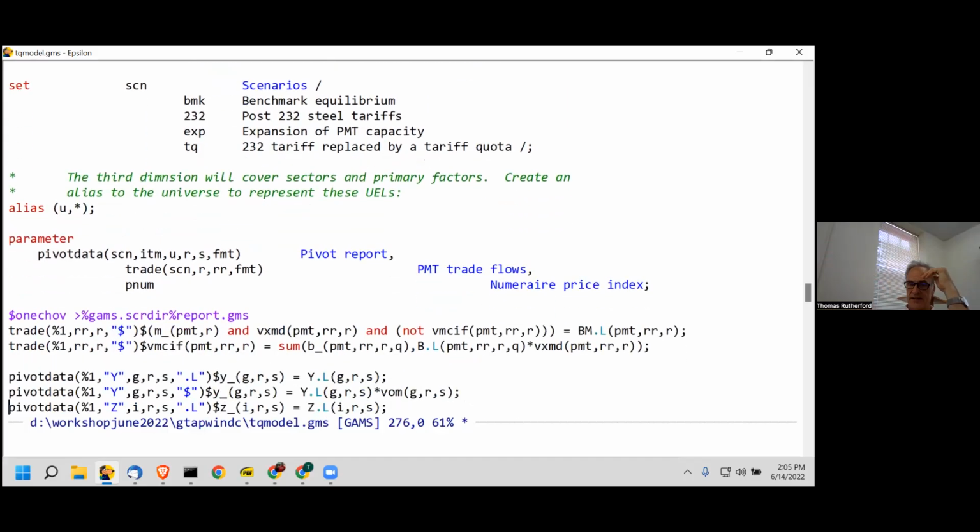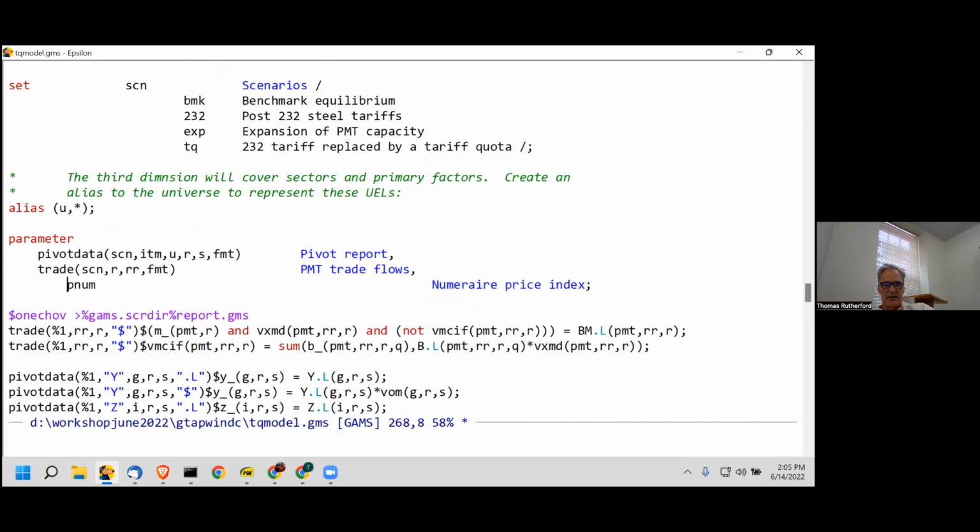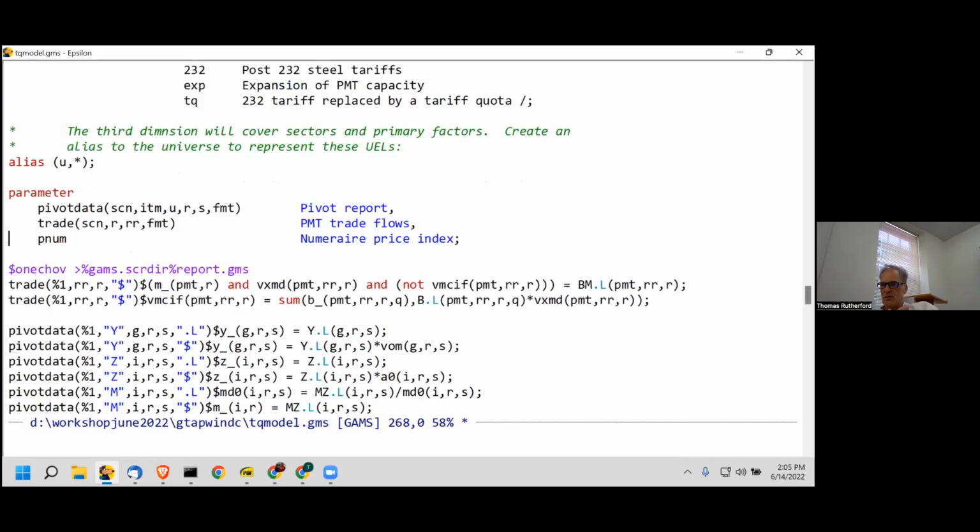And then, once I've got that, I declare a parameter that's going to hold the pivot data. So I have a pivot report, and I'm going to keep track of trade flows in PMT, which is primary metals. That's the only sector.